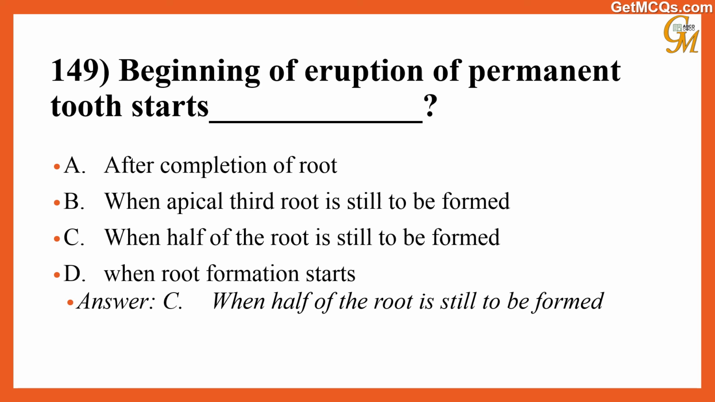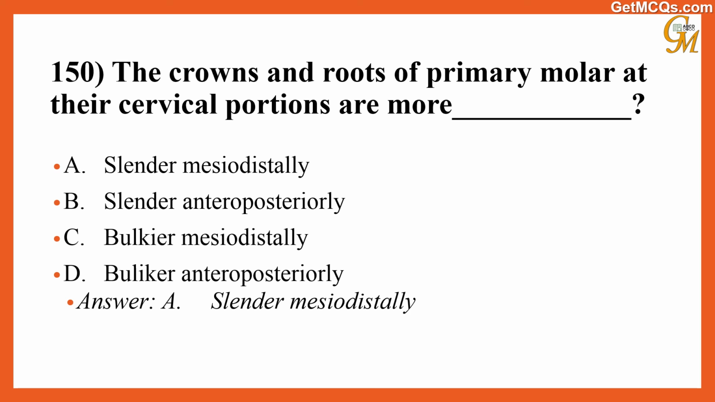149. Beginning of eruption of permanent tooth starts? Answer: C. When half of the root is still to be formed. 150. The crowns and roots of primary molars at their cervical portions are more? Answer: A. Slender mesiodistally.